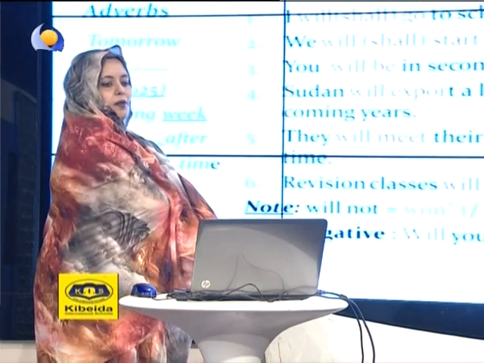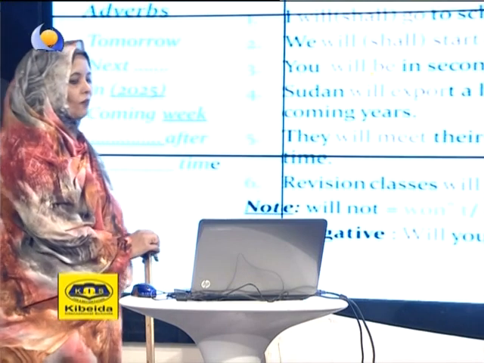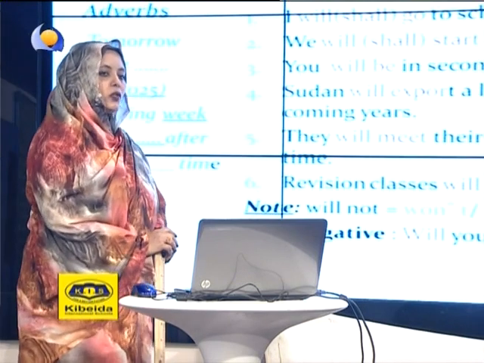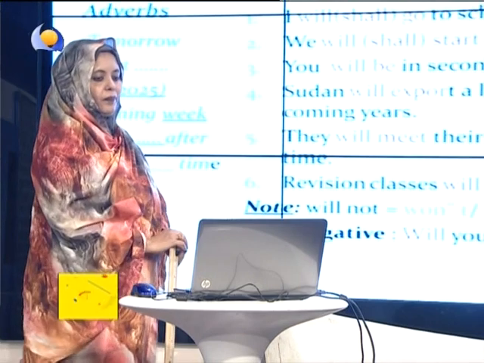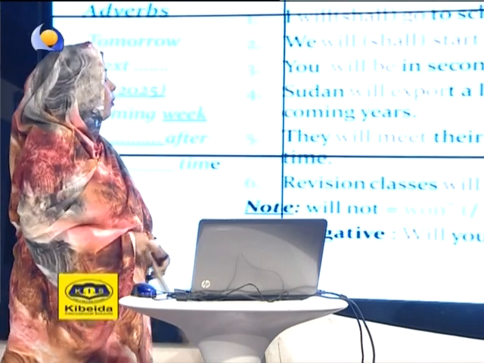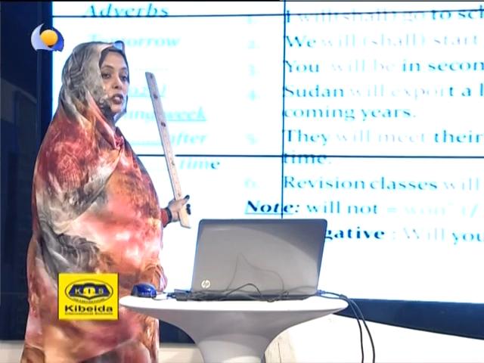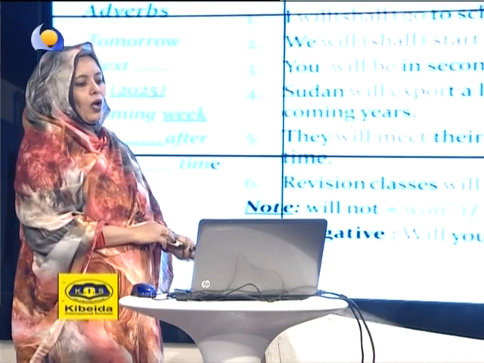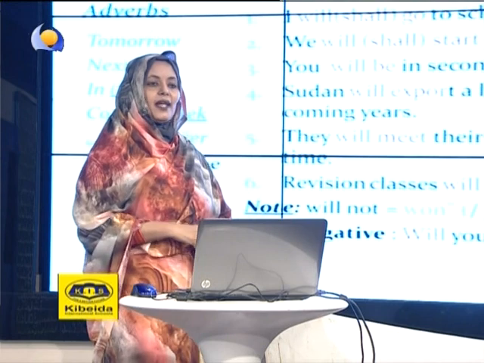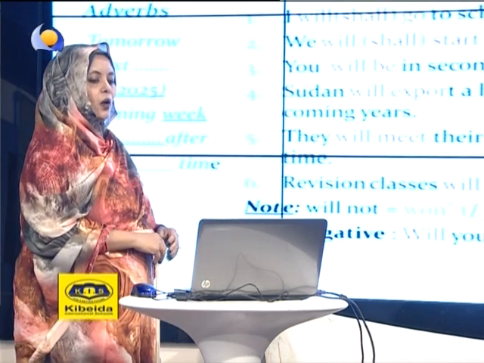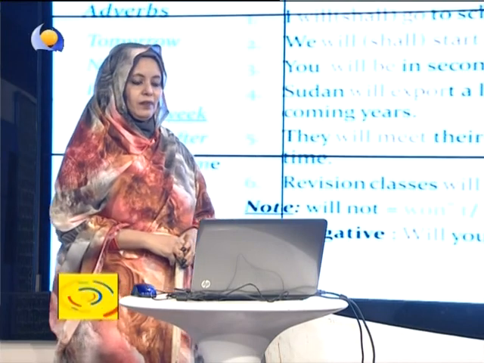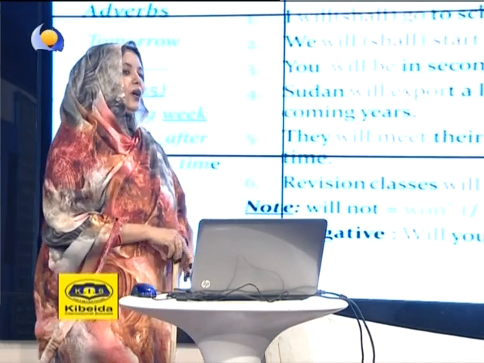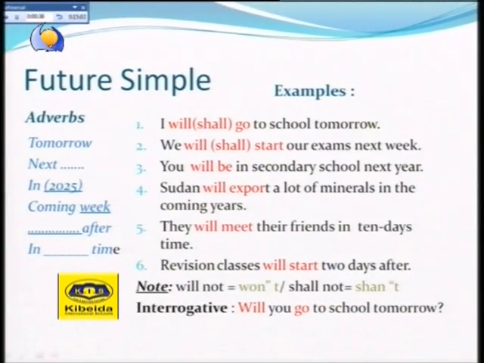We move to the future simple. Future simple is used to express something that's going to happen. Like when we have words like tomorrow, or something that's going to happen next month, next year, next Tuesday, or when you have in plus a date from the future, something that will happen in 2025, or something that will happen in the coming week. Coming, it has not come yet. Coming week, coming month. It is the same as next month.